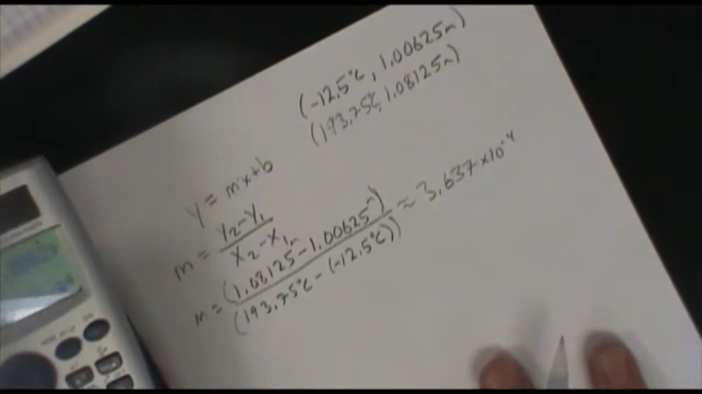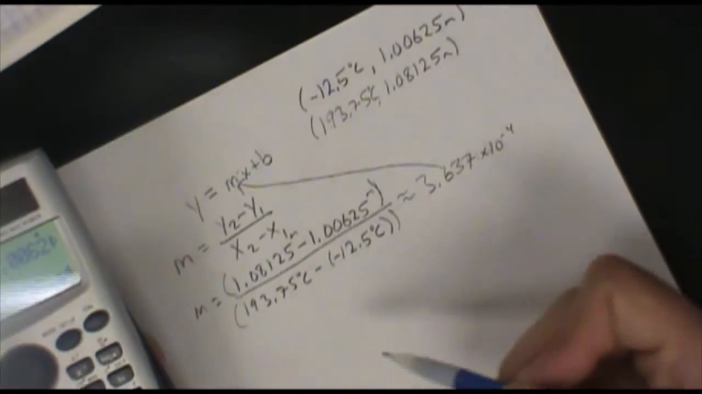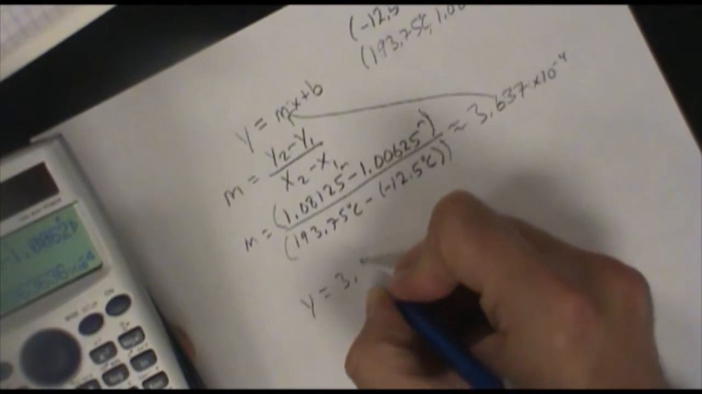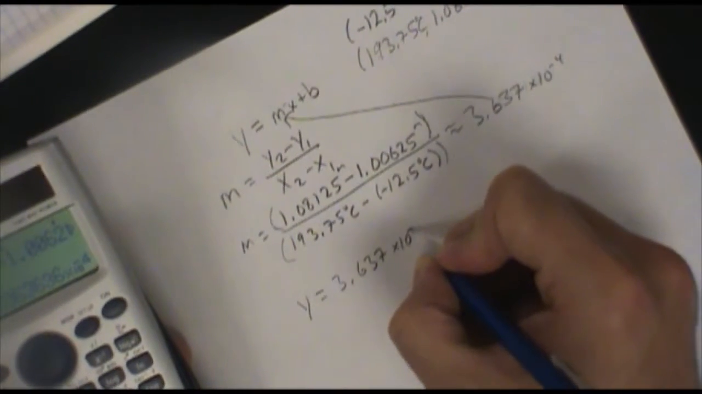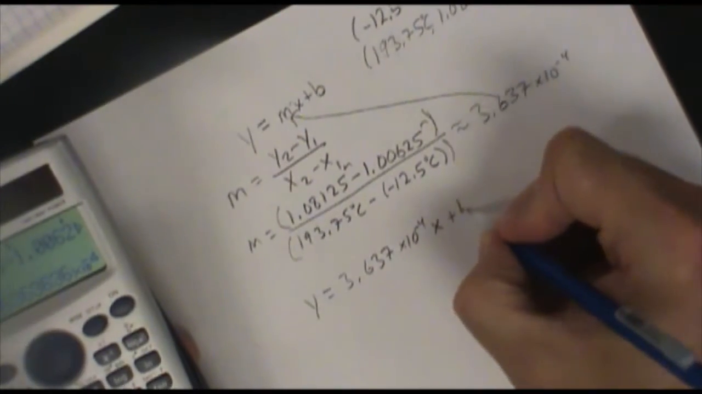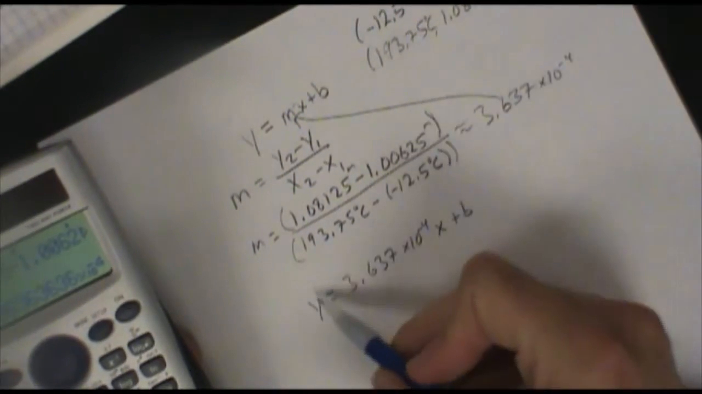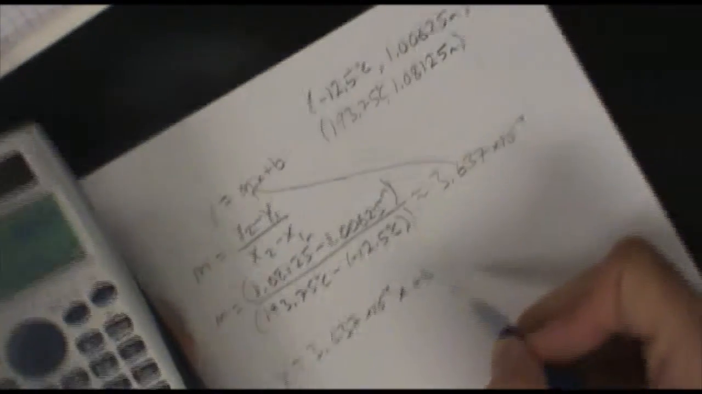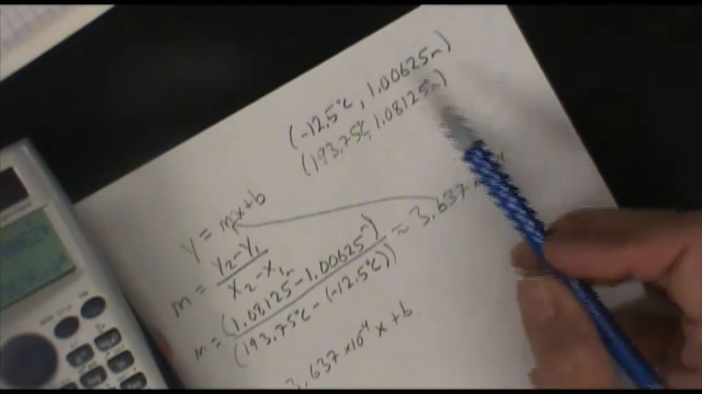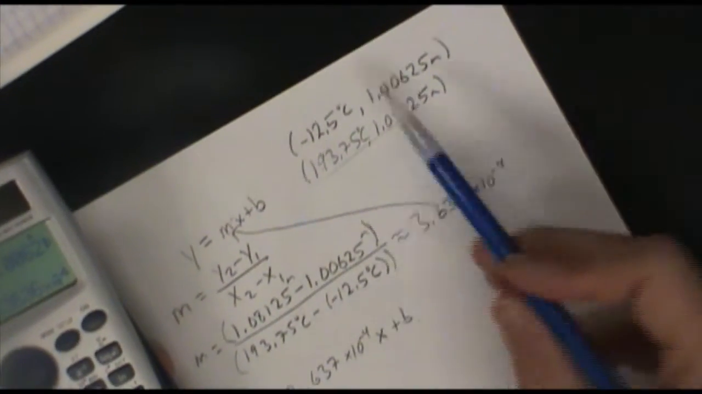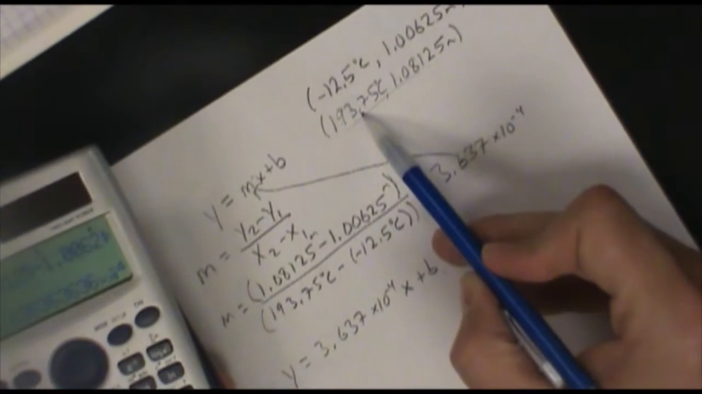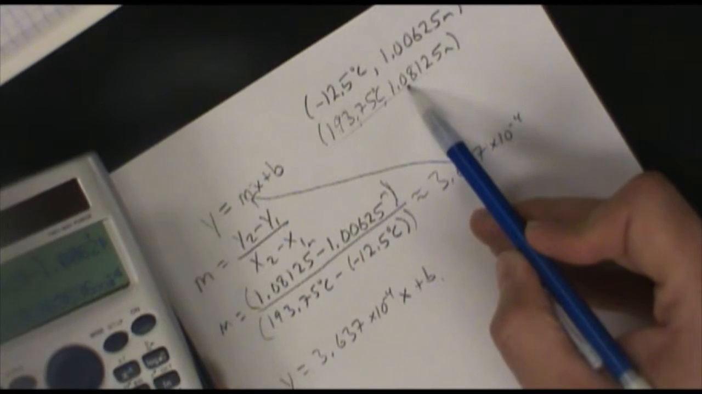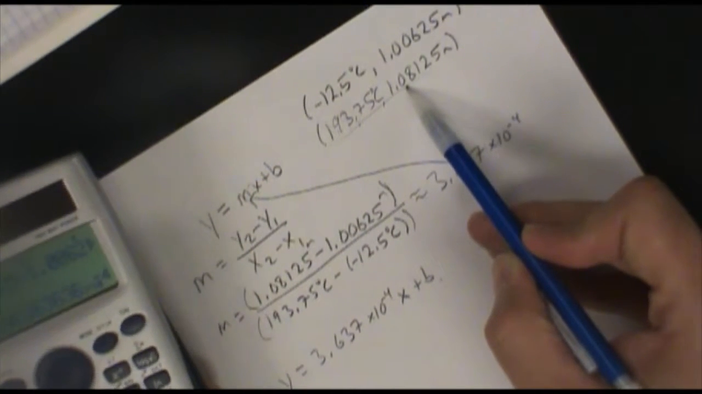Now that I have my slope, I can take that and plug it in for my slope so that I can go after my b. Y is equal to 3.637 times 10 to the minus 4 x plus b. Well, I have an x and y value. I have 2 of them, in fact. If I knew x and y, I could find b. I can use these points to fill that role. So I'm going to use this one to avoid the negative number. I'm going to plug this in for x, and I'm going to plug this in for y and calculate what b has to be.